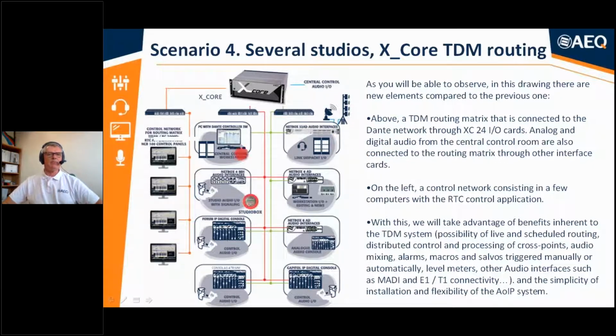And so basically, we are running a large Dante network with a lot of different items here. And what we're doing here is to allow the large X-core routing matrix to do the signal conversion at central level. For example, using MADI and E1 T1 connectivity, analog, digital, and so on and so forth, and where we also concentrate all the signals from the audio over IP Dante network. And then obviously it's a fully bidirectional network, so we can take signals from all the different locations in the station and get them on the network and off the network.